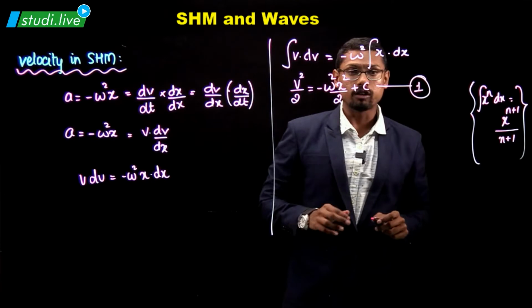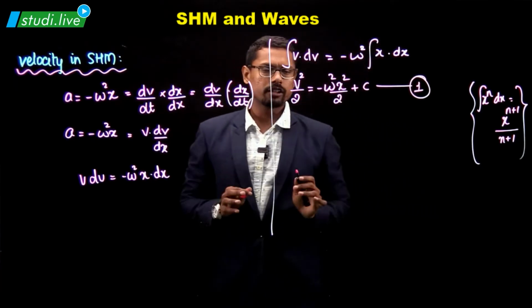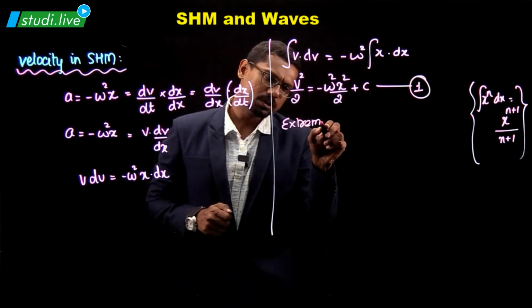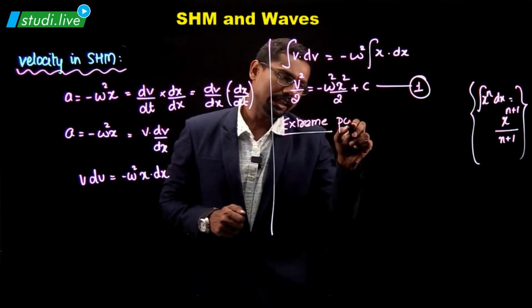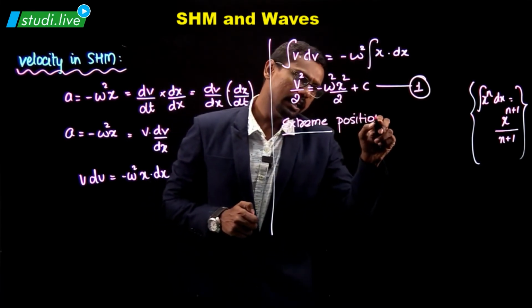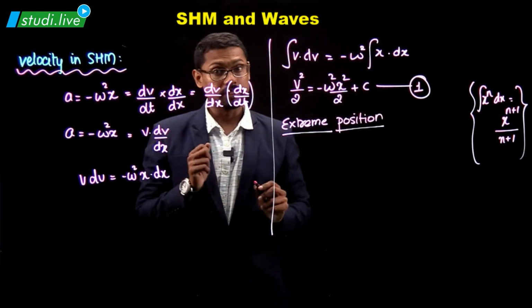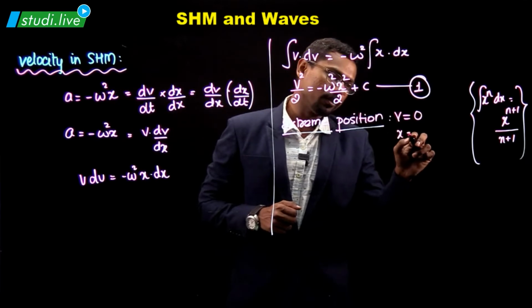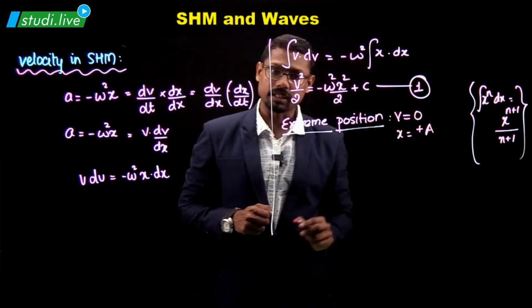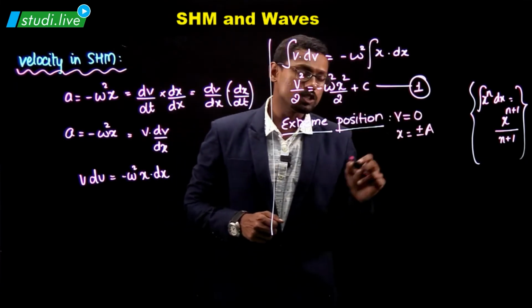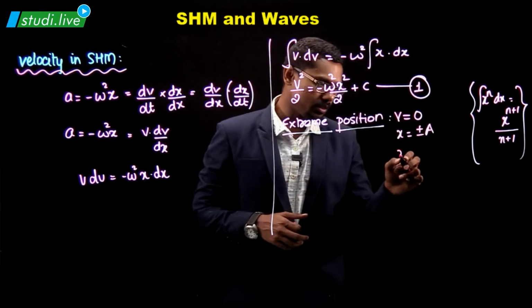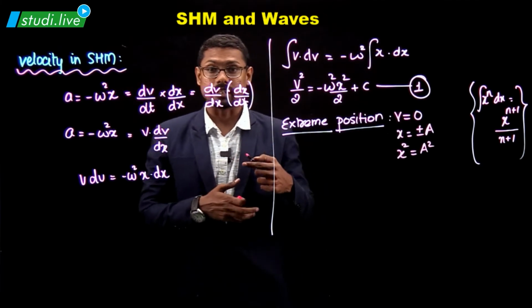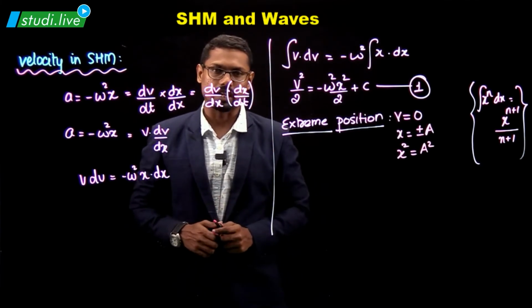I need to now find out the value of c. In order to find out the value of c, I'll consider my extreme positions. The extreme position can be the right or the left extreme, both. At the right or the left extreme, we understand that my value for v is 0, where my value for x at right extreme is plus a and at left extreme it is minus a. So if I square this up, x square is a square. Any which way, plus or minus a, the square of them is always positive a square.